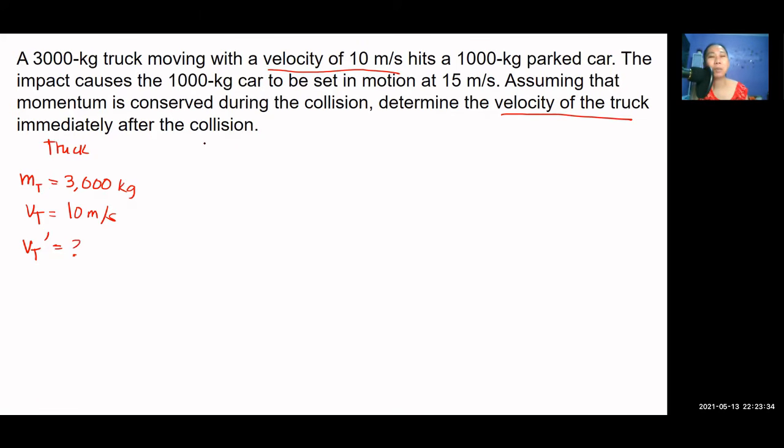Okay, next. Kunin naman natin yung mga given natin para sa car. Okay, so in this case, gagamitin ko yung subscript na C to represent the mass of the car and all the values na related siya dun sa car. So, gagamitin ko ang M sub C.